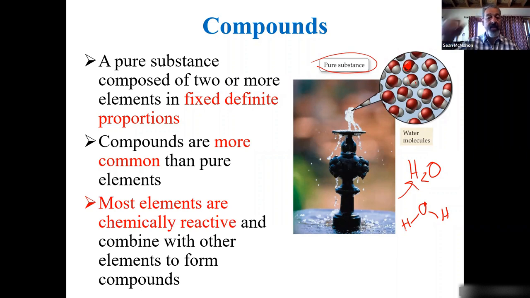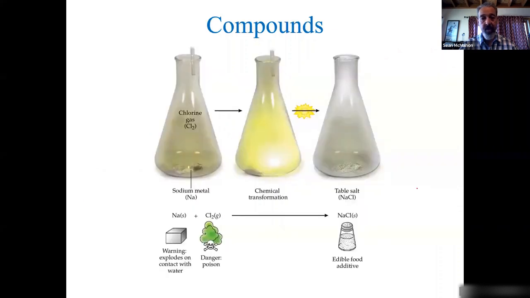Most elements are reactive, and they combine with others to form compounds to become more stable. We'll learn more about that when we talk about atomic structure. So here's an example of elements combining to form a compound. So I could have sodium. Sodium is a metal, and you can see this metal here.